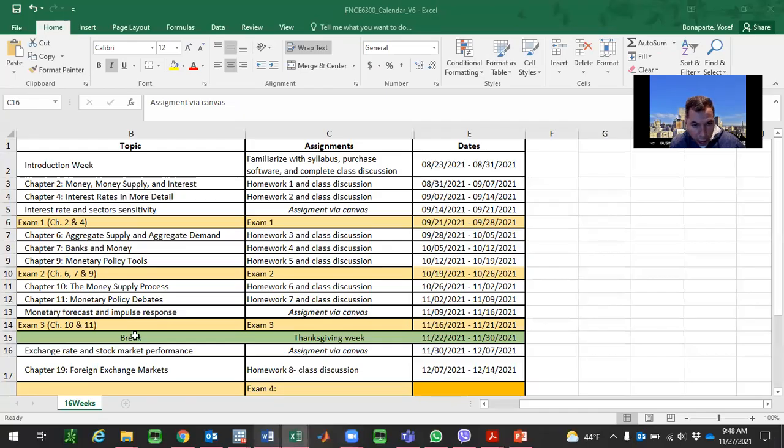Let me go first to the calendar and show where we are standing as of today. We are on Thanksgiving break here, and today's Saturday. So next week will be exchange rate and stock market performance, and the assignment will be in Canvas. So we're going to work on that.